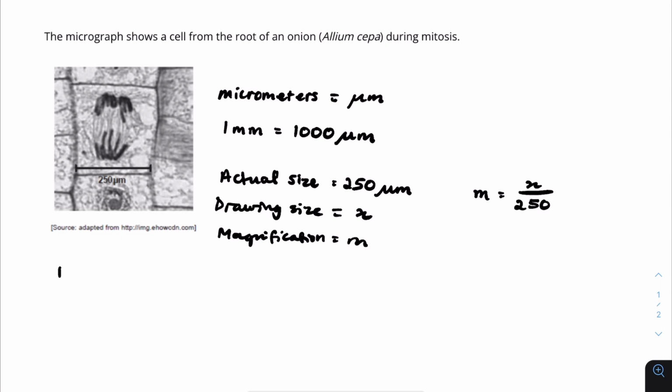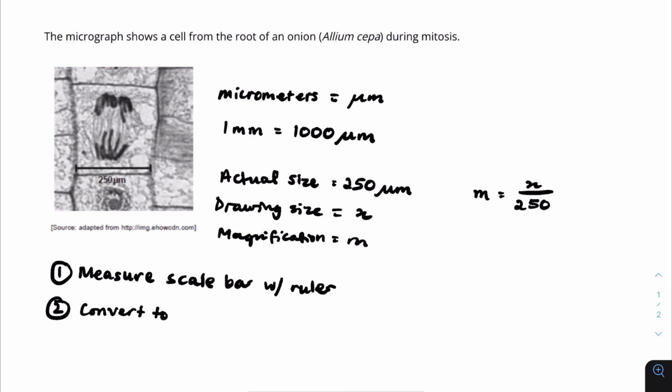So step 1, measure scale bar with ruler. Then let's say you get your answer; you would usually look at the length in millimeters. Afterwards, step 2, convert to same units. An important part of magnification is ensuring that all the units are the same. Drawing size and actual size have to be the same units of measurement, so they have to be all micrometers, all millimeters, or all centimeters. It doesn't matter which one as long as they're consistent.